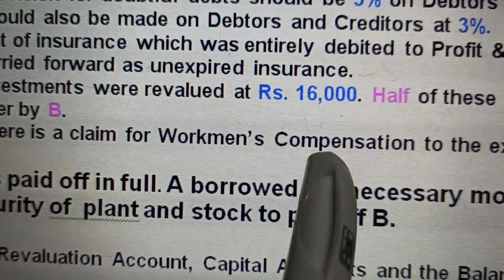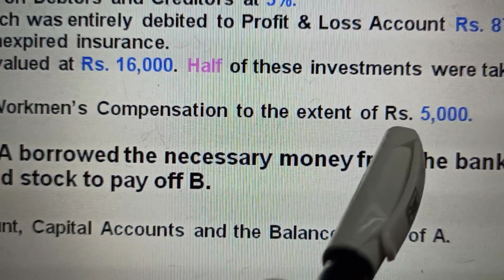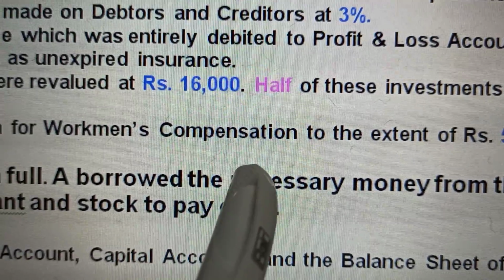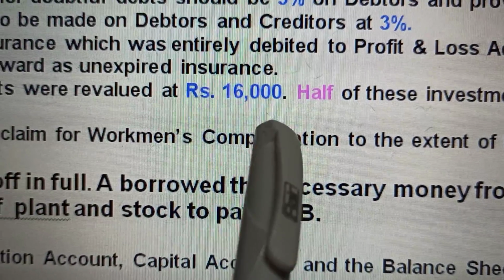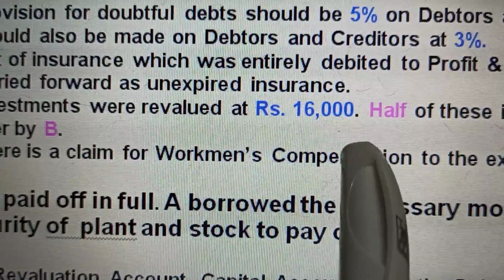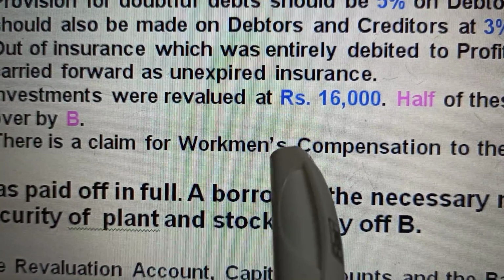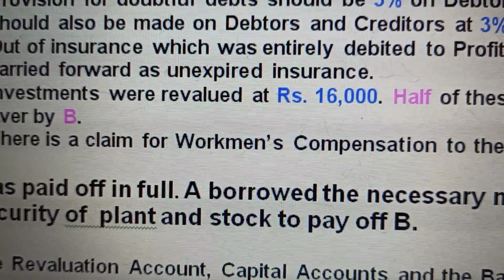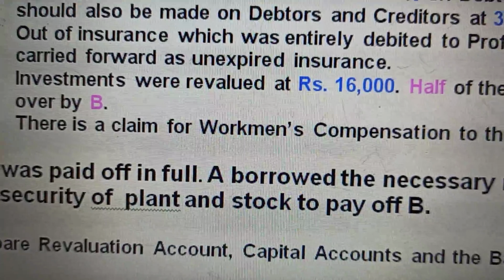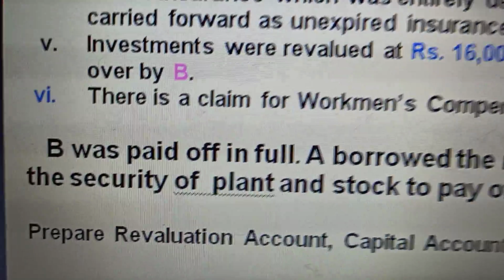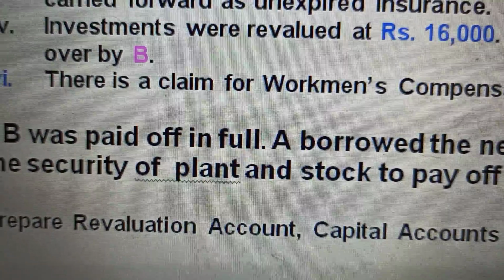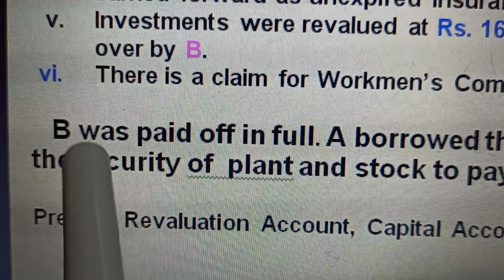There is a claim for workmen compensation to the extent of rupees 5,000. To workmen compensation, that's a liability, an increase in liability. Claim means there's an increase in liability. It will come on the debit side. Increase in liability and decrease in assets on the debit side. And then the most important thing, I've made it in bold here.